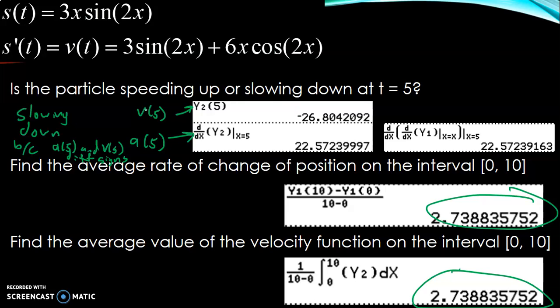So look at acceleration and velocity. If they have the same sign, it's speeding up. If they have different signs, it's slowing down. It doesn't matter whether they're positive or negative.